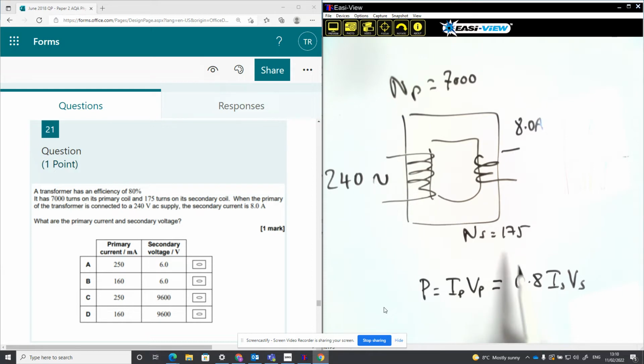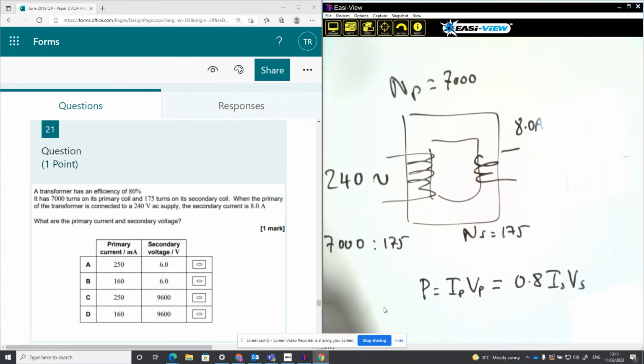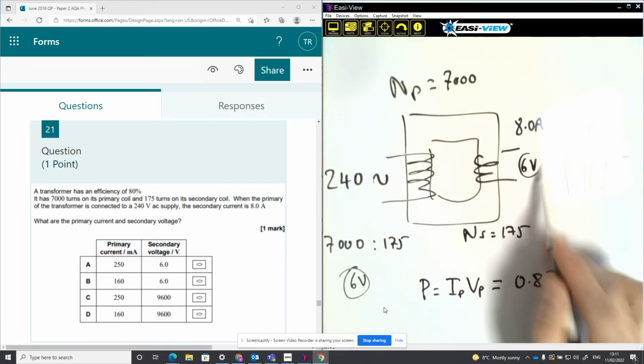So we need to work out what the voltage would be on the secondary, and that will allow us to solve everything else. So the ratio of the turns gives us the ratio of the voltages. So we have 7,000 to 175. And therefore we need to divide 240 by 7,000 multiplied by 175 to get that to the same ratio. So 240 divided by 7,000 multiplied by 175, and we should get a much lower voltage than we do, and we get 6 volts. So we're looking at 6 volts here.